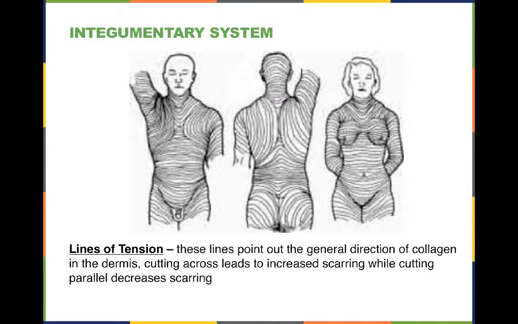Now, this diagram shows what's known as the lines of tension. These lines point in the general direction of the collagen that is in the dermis. If you cut parallel to these lines, then the healing generally occurs without scarring, and there's not a pulling against the healing. However, if you cut perpendicular to these lines, then there's a natural pulling that occurs that causes an increased scarring. And these lines are particularly important to plastic surgeons who try to decrease the scar formation that occurs when they do their surgery.